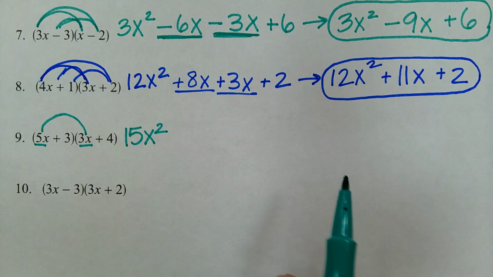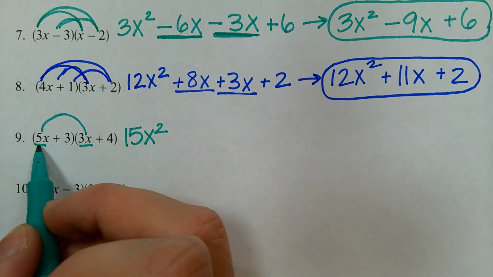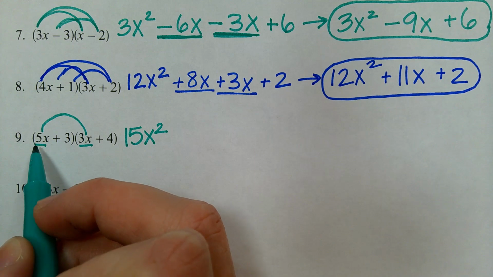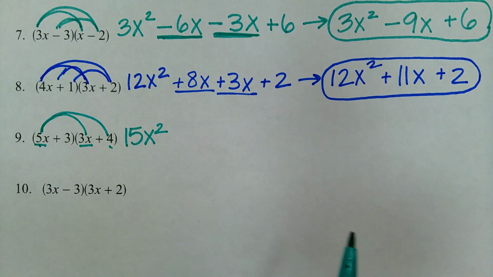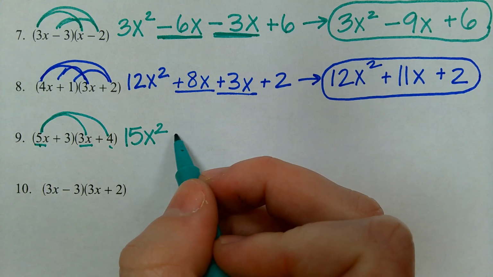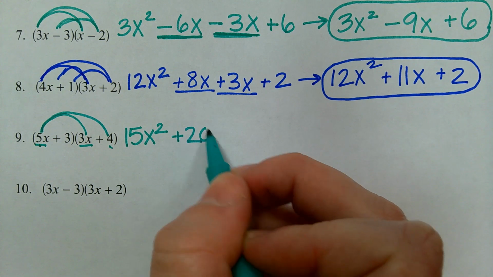5x times 4. Yes, we want to do the outer terms. The ones on the outside. 5x times 4 is what? 20x. Good. 20x.